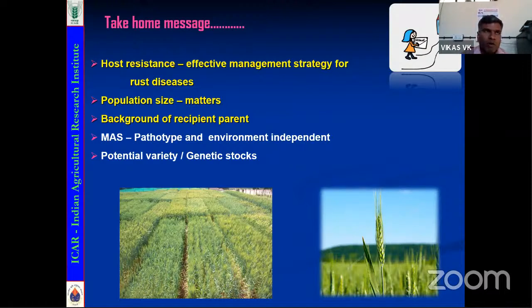Marker-assisted selection is the best method, independent of pathotype and environment. There is no need for the environment or the pathotype to be present. We can select the genes based on molecular data. These two lines will be included in the trials, and also in genetic stocks, so that other breeders can use them as a gene source for the transfer of these genes.